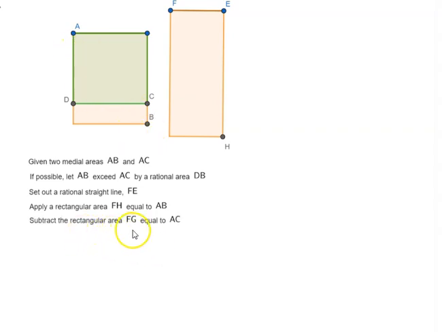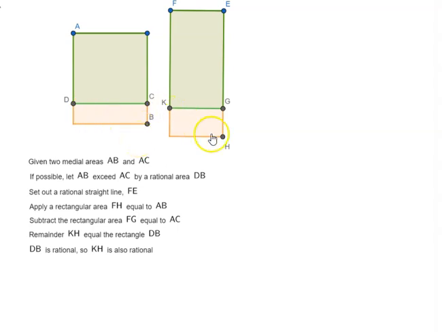Subtract the rectangular area FG equal to AC. So remainder KH equals the rectangle DB. That is pretty clear. AB is equal to FH, AC is equal to FG, means DB is equal to KH. DB is rational, which means KH has to be rational also. FG and FH are medial. Why? Because they are equal to AB and AC, and those are medial.